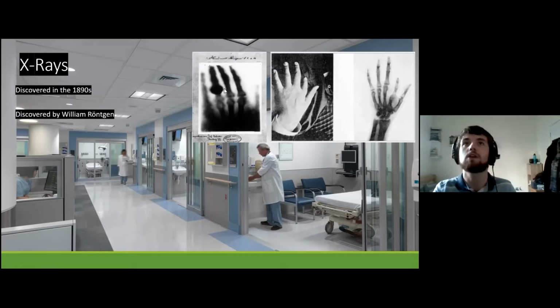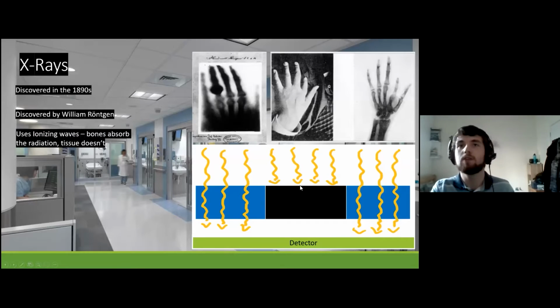So with X-rays. X-rays were discovered in the 1890s, so they're very old, and they were discovered by William Rontgen. Now, he wasn't the first person to actually notice X-rays, but he certainly was the first person to use them to create images. And actually, this image here on the left is the first X-ray that was ever taken, and it's of his wife's hand. You can even see her wedding ring here.